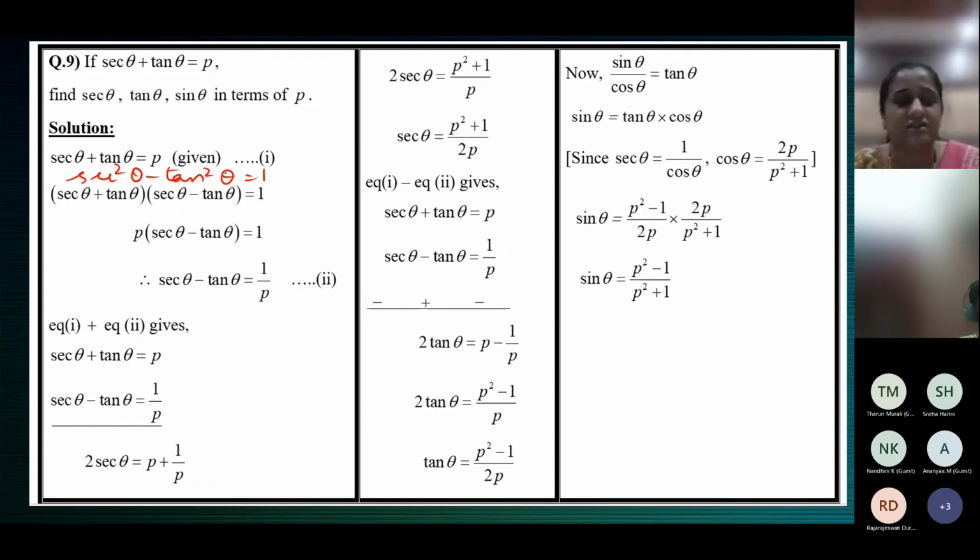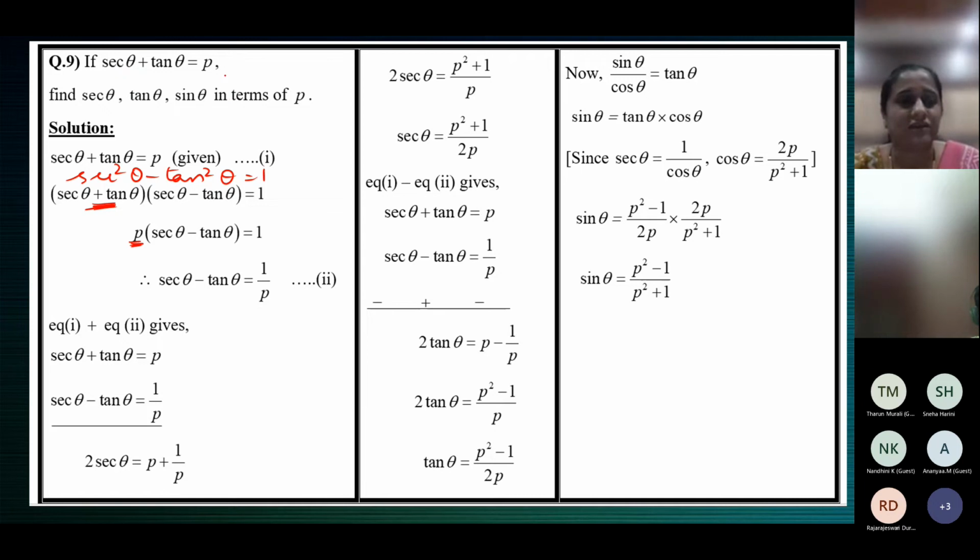So using this identity, and treating this as a square minus b square, we get (a plus b) into (a minus b) is equal to 1. But we know that this is p. Secant theta plus tan theta is p. So into secant theta minus tan theta is 1. So secant theta minus tan theta is equal to 1 over p.